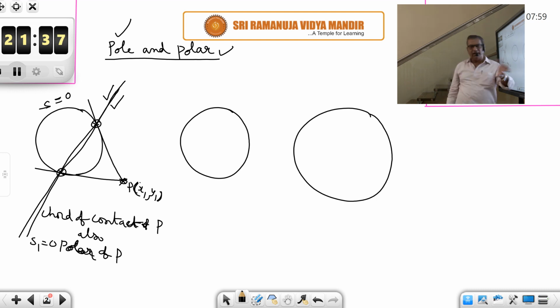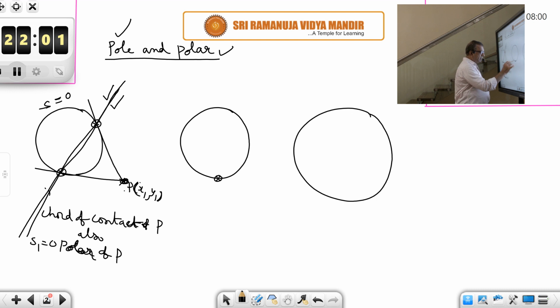It is just like son-in-law and father-in-law relation. If A is the son-in-law of B, then B is the father-in-law of A. See, for this point, that line is polar. And for that line, this point is called pole. Okay. This is when the point is outside.